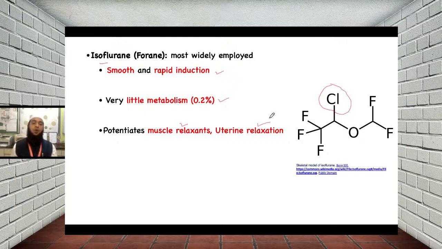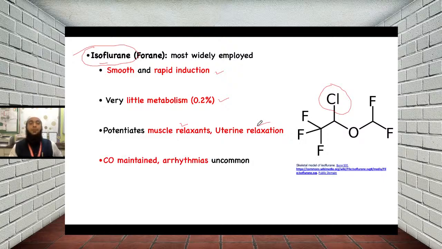You know that one of the ideal properties of general anesthetics is that they must produce muscle relaxation. Since isoflurane potentiates the effect of muscle relaxation and also produces uterine relaxation, it is very important if you are performing surgery of the uterus. Especially in delivery of the baby, you give a small cut and externally take the baby out of the uterus. In that case, you need a drug which gives very good relaxation of the uterus. So isoflurane could be a good drug.